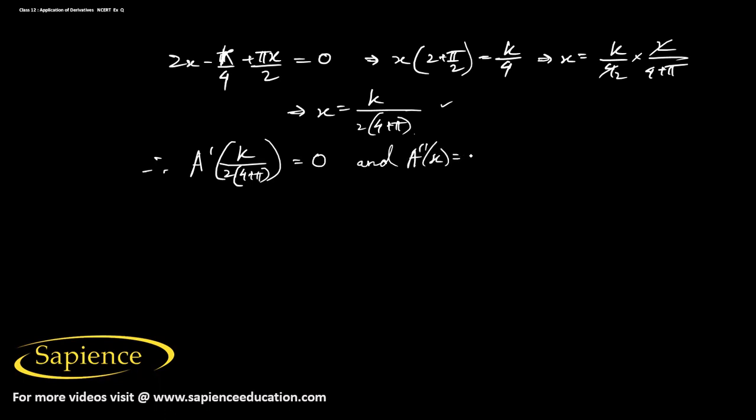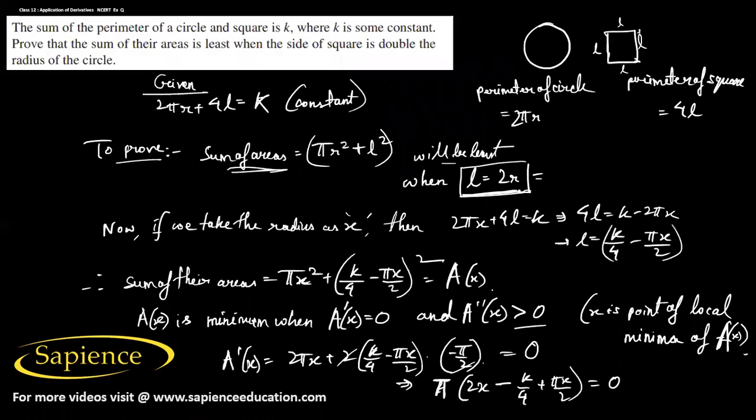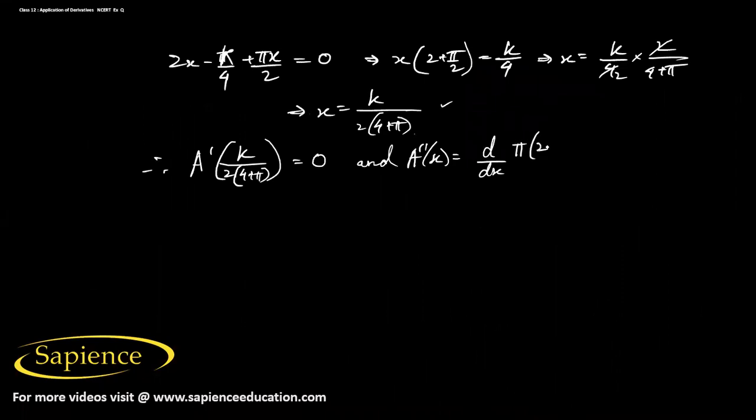And then we have to find A double dash x. A double dash x will be equal to d by dx of this expression, which is pi into 2x minus k by 4 plus pi x by 2. So that will be 2 pi, minus 0, plus pi square by 2. So we can see that this is 2 pi plus pi square by 2, which is obviously greater than 0.